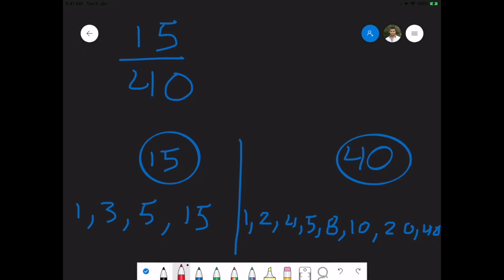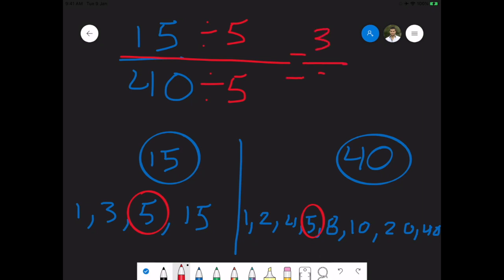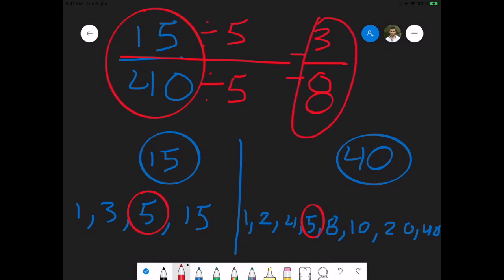They both have 5 as common. So what I'll do, I'll divide both the numerator and denominator by 5. 15 divided by 5 is 3. 40 divided by 5 is 8. And the simplified version of 15 out of 40 is 3 out of 8.